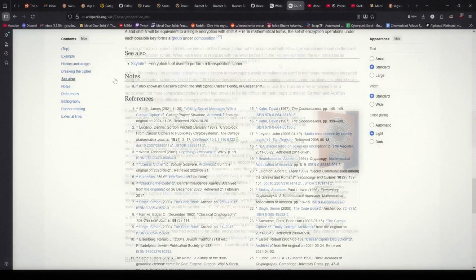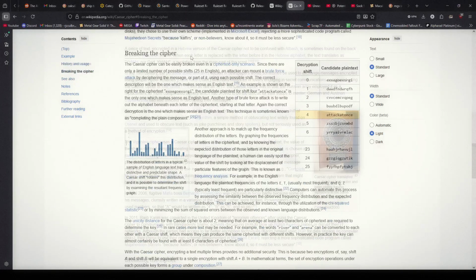The Caesar cipher can be easily broken even in a ciphertext-only scenario, since there are only a limited number of possible shifts, 25 in English. An attacker can mount a brute force attack by deciphering the message or part of it using each possible shift. The correct decryption will be the one that makes sense as English text. An example is shown on the right for the ciphertext EXXEGOEXSRGI. The candidate plaintext for the shift is the only one which makes sense as English text: attack at once.